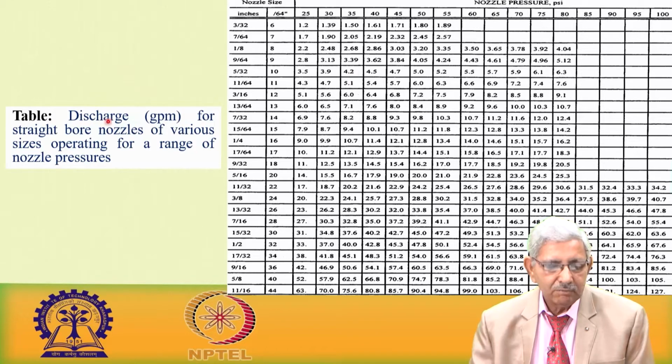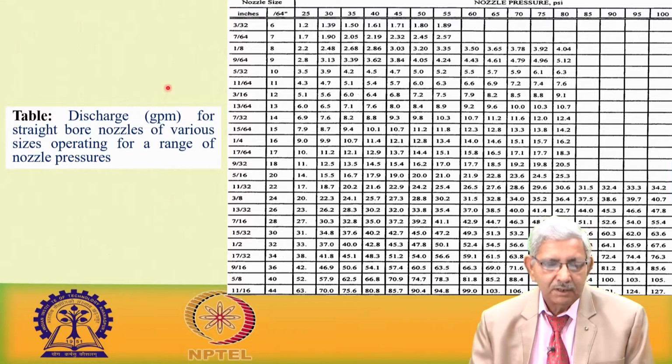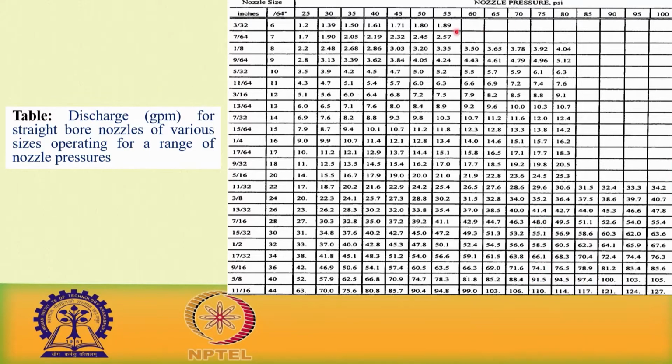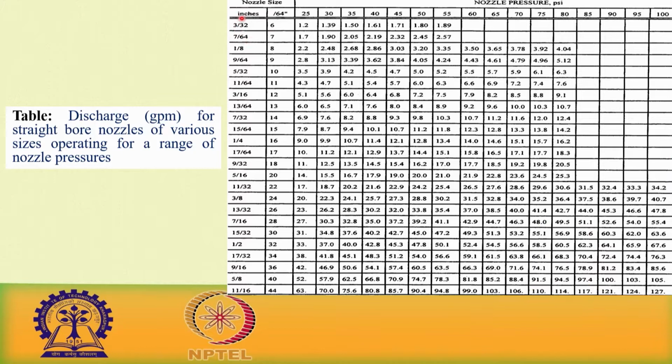This is from one particular company, the pressure discharge relationship. Here, the pressure at the sprinkler nozzle is expressed in pounds per square inch, and these are the two diameters. One is the range nozzle, and the diameters of the range nozzle are 3 by 32 inch and 6 by 64.